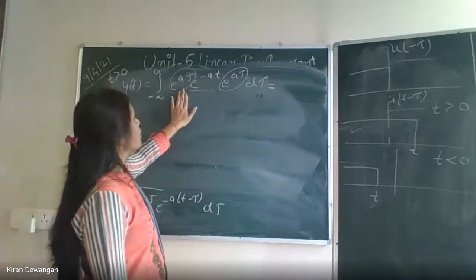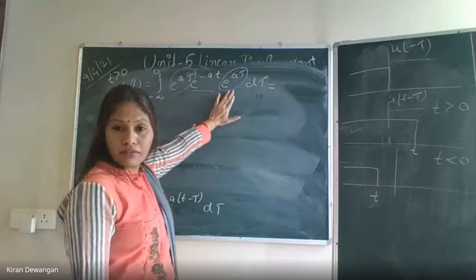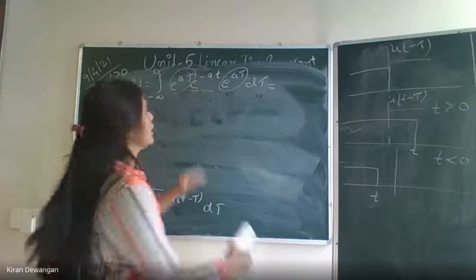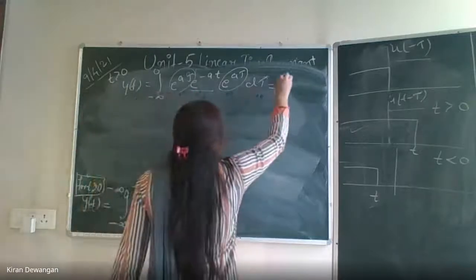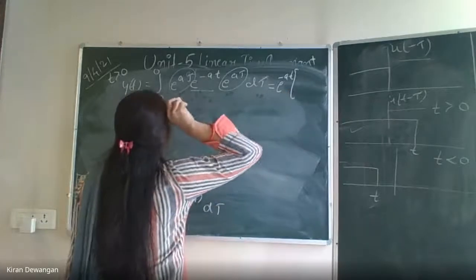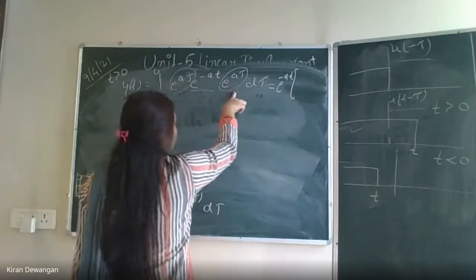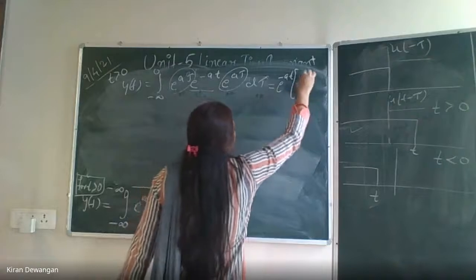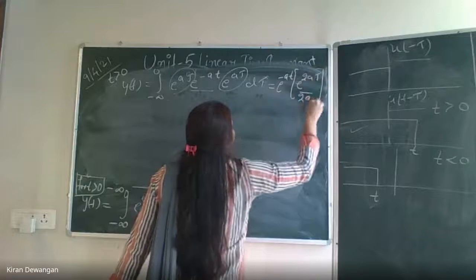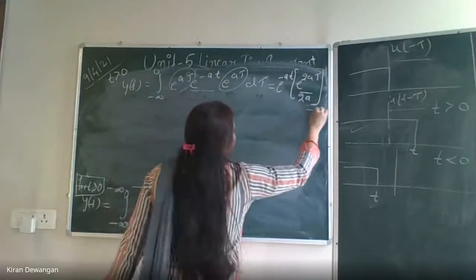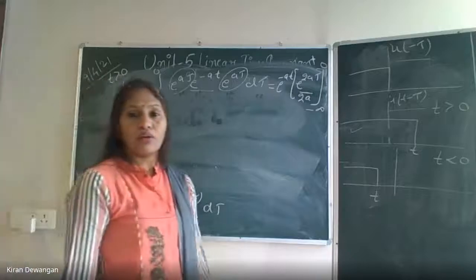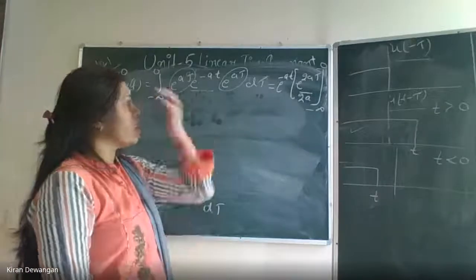Now we have to remember that this one is our variable, and this is our constant. This will be taken out. E to the power minus at will be taken out, and this one becomes e to the power 2a tau. So e to the power 2a tau by 2a, and the limit will be what? Minus infinity to 0. What is the answer? Tell me quickly. What is the answer when we apply the limit?